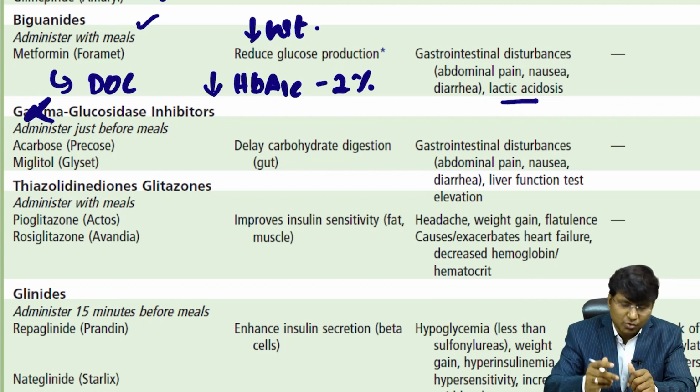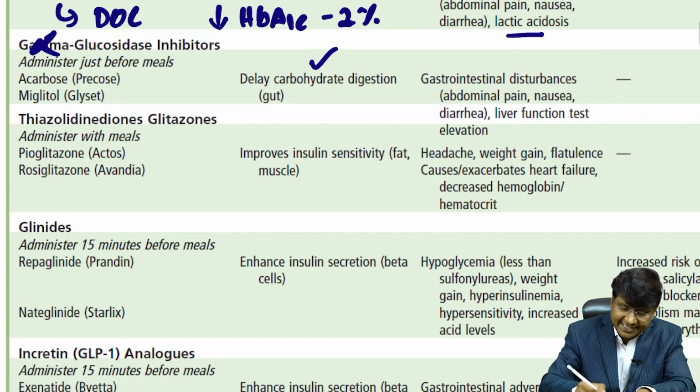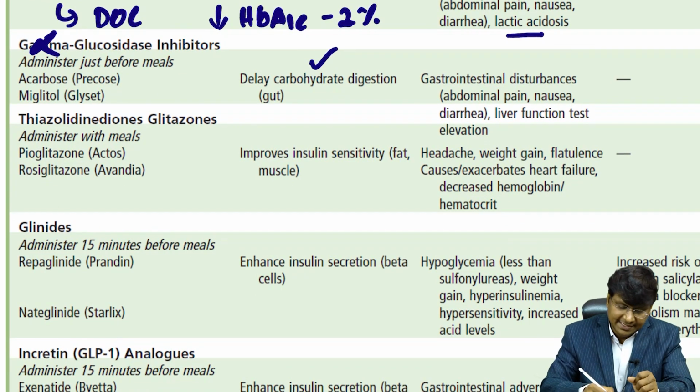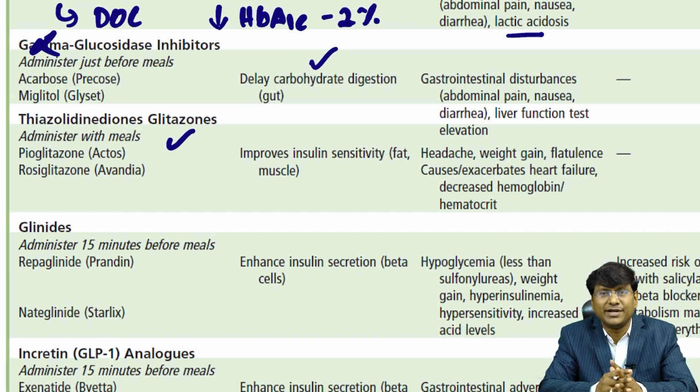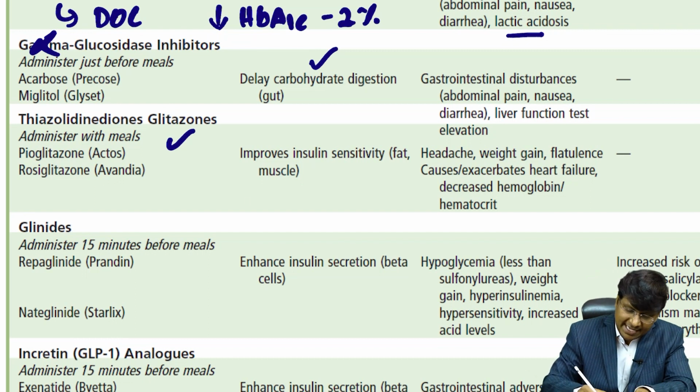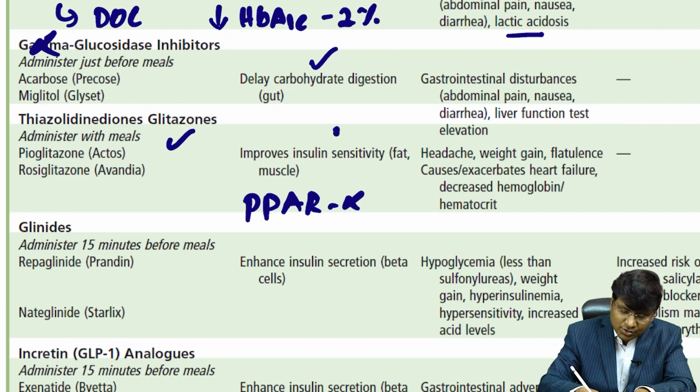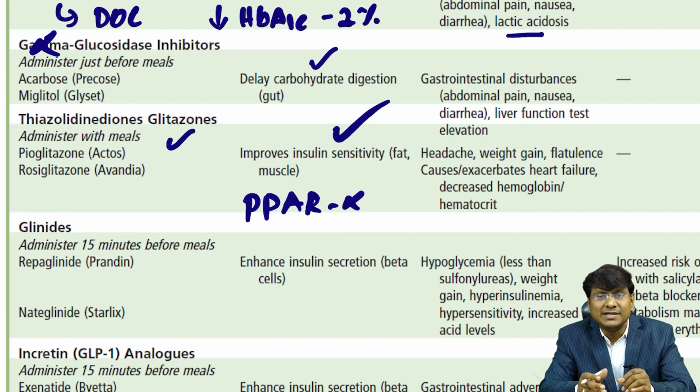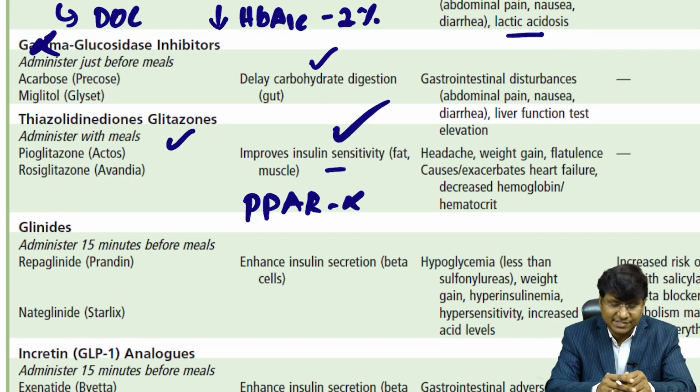Then the alpha glucosidase inhibitors, which we were just discussing, that is acarbose and voglibose, delay carbohydrate digestion. Next we have thiazolidinediones. Examples are pioglitazone and rosiglitazone. These thiazolidinediones stimulate an important molecule within the nucleus called PPAR gamma. So what they do is improve the insulin sensitivity.